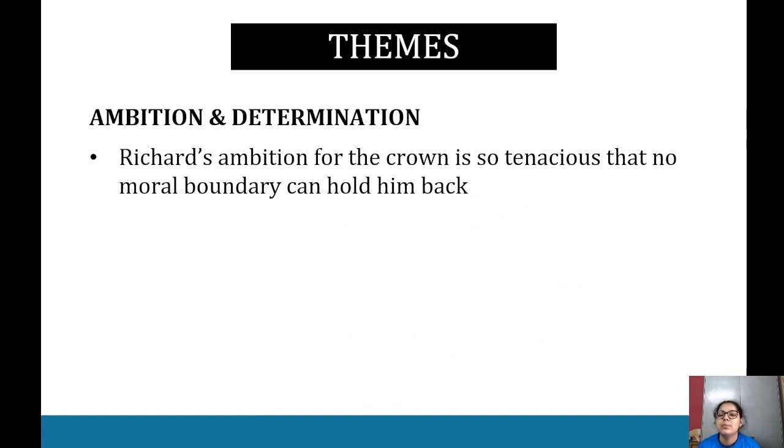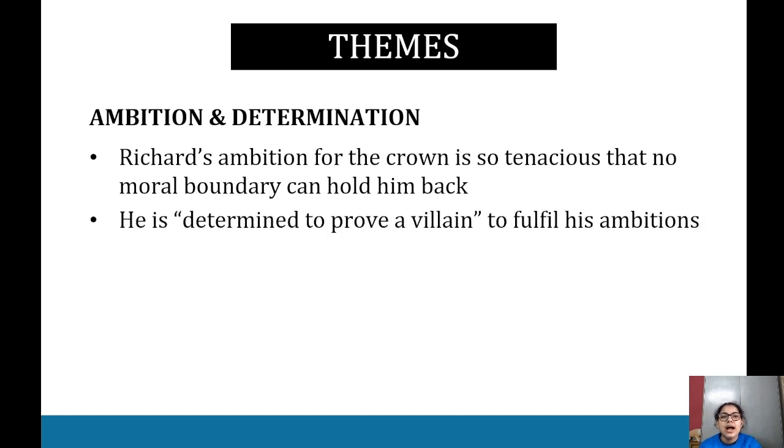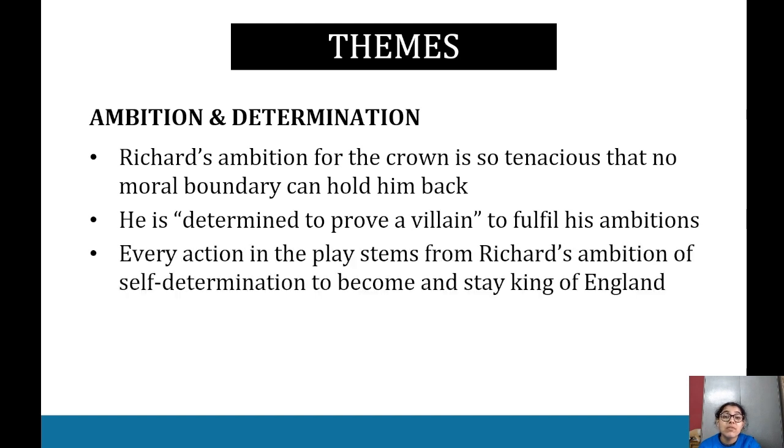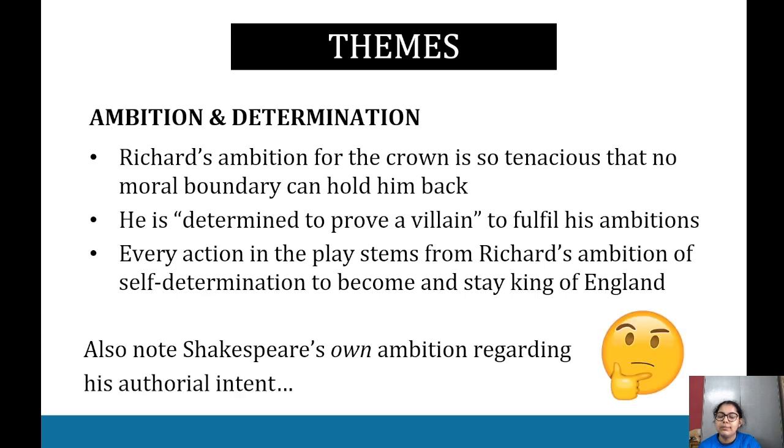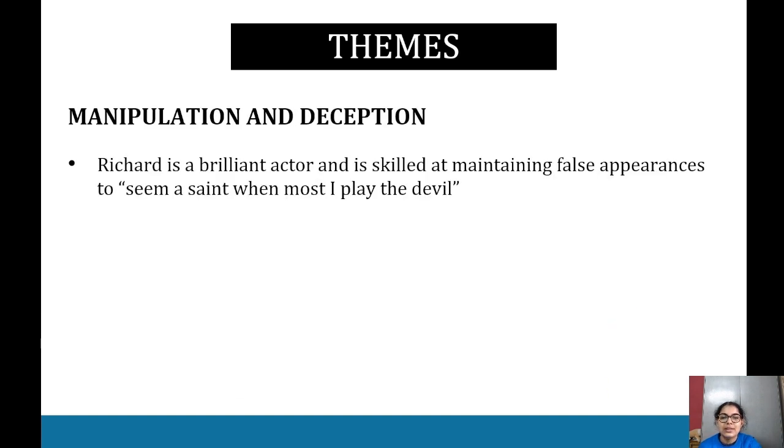So ambition and determination: when we look at Richard's ambition for the crown, he's so tenacious that no moral boundary is able to hold him back. He is determined to prove the villain from the very beginning. Every action in the play stems from Richard's ambition of self-determination to become and stay the king. Also note Shakespeare's own ambition in promoting his queen's legitimacy and, in turn, earning her favour. So again, there's his authorial intent.